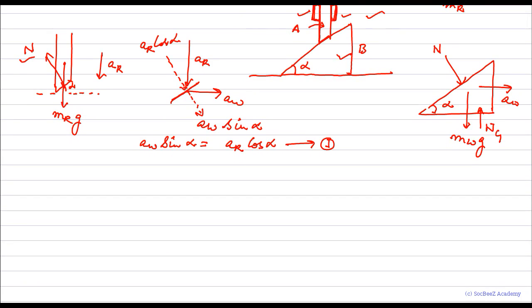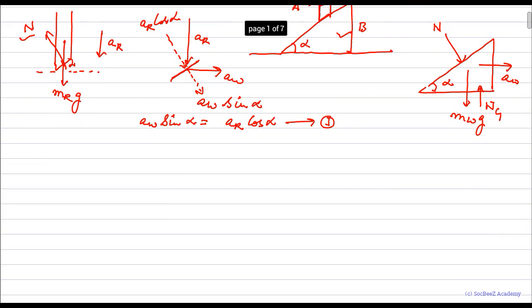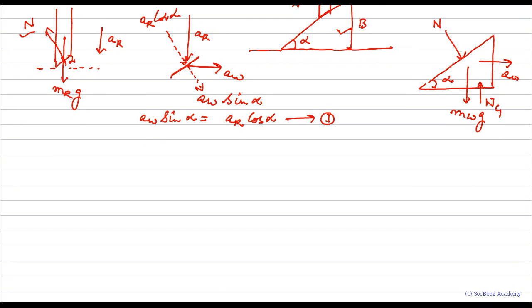So I'll write down mr g minus N cos of alpha, which is the vertical component of this contact force. This must be equal to mr into ar. This whole equation has been written considering downward as my positive direction. This is my second equation.